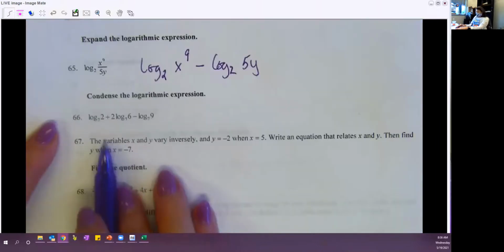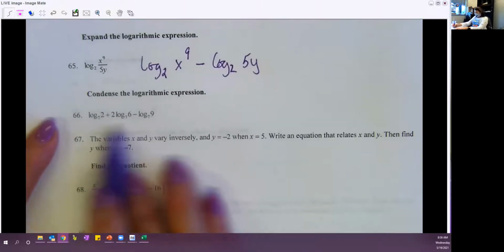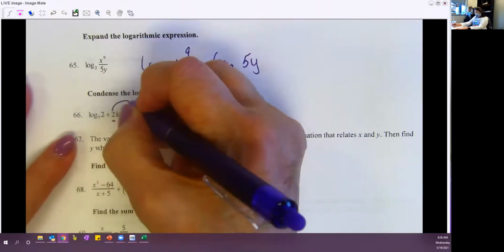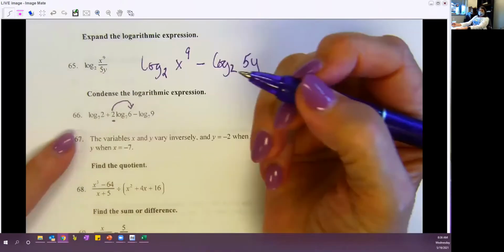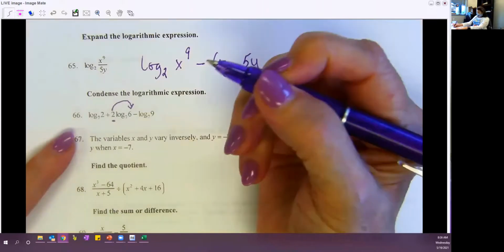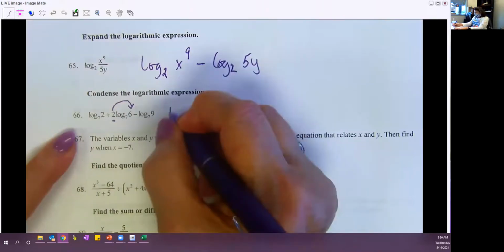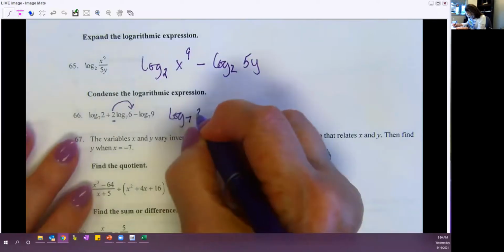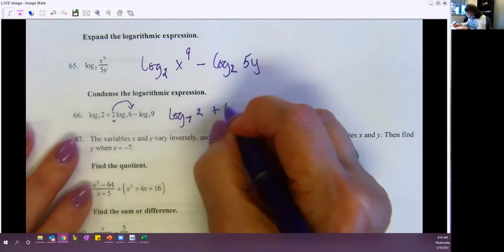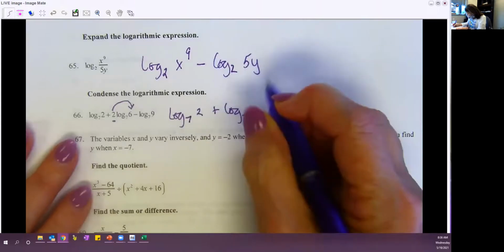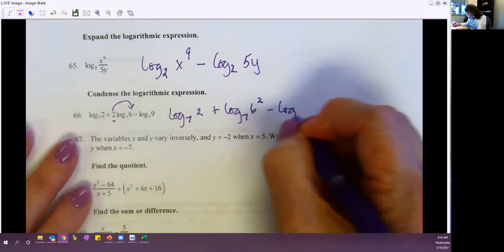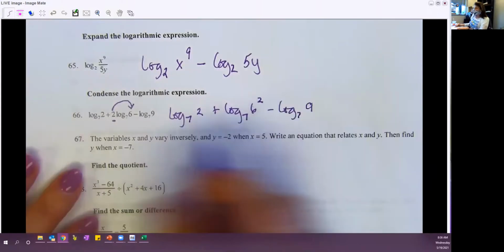When you're condensing, you go from left to right, but you can't do that as long as this number is in the front. So you have to put it back where it goes, back as the exponent first. So we have log base 7 of 2 plus log base 7 of 6 squared minus log base 7 of 9. And then we move left to right.